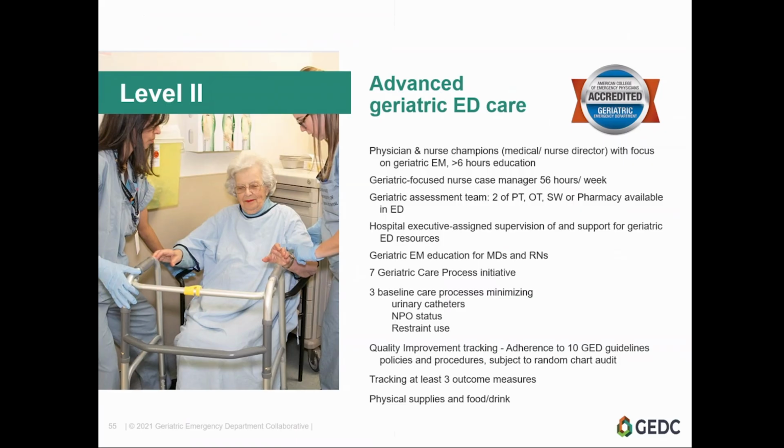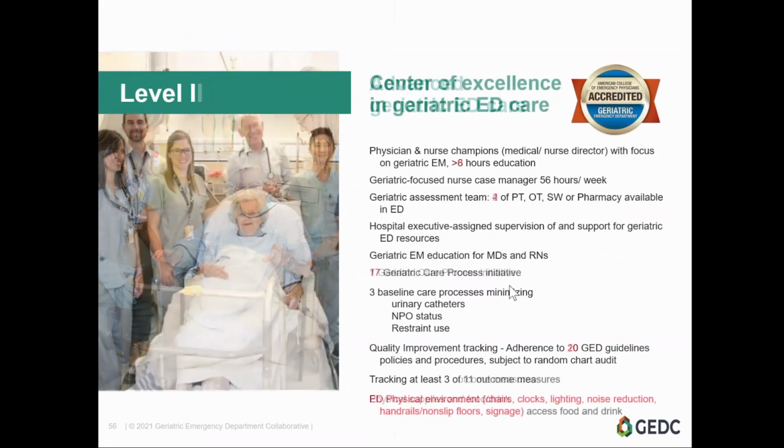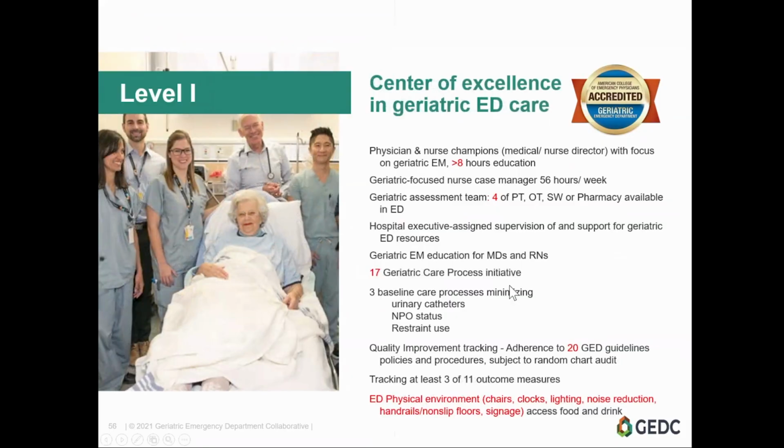And you have to track at least 3 outcome measures that are associated with your 10 initiatives. And at baseline, you also have to have the food and drink and access to supplies. So pretty big jump from level 3 to level 2. Going to level 1 or gold status is even higher.